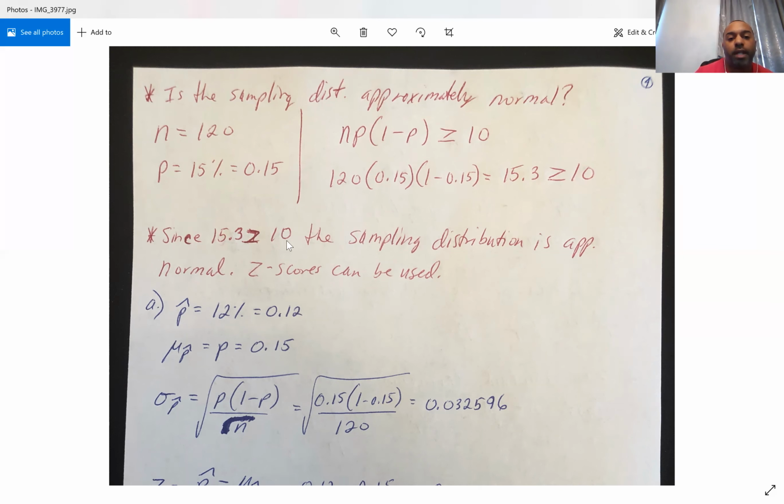So since that is the case, the sampling distribution is approximately normal, and that means z-scores can be used. So that's what we did there in the red, just to solidify that it is approximately normal.